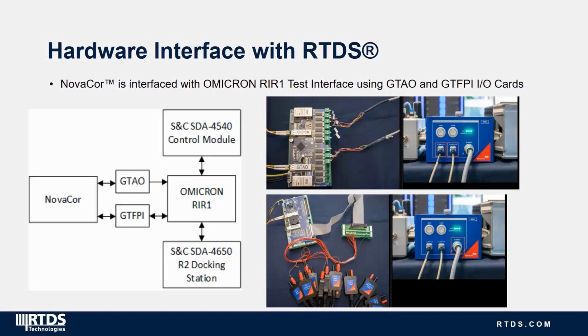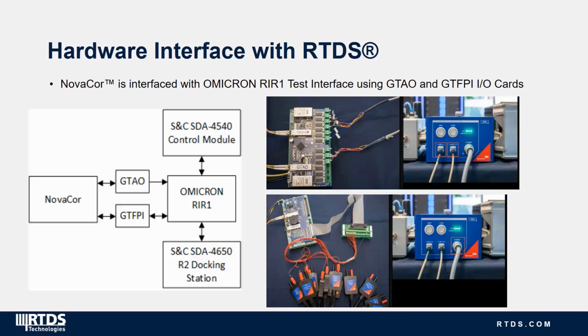Now, these signals are going to be provided to the IntelliRupter by using the analog output card of the RTDS simulator. The outputs of the analog output card are then connected into the LL-out 1 through 6 and 7 through 12 inputs on the Omicron RI-R1 test interface. This allows for these signals to be injected into the IntelliRupter.